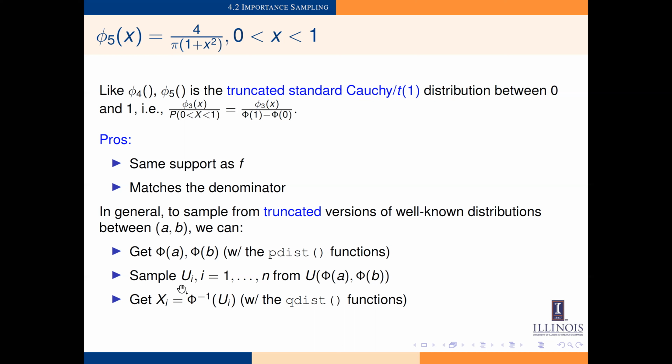After you obtain the uniform draws in the third step, you can transform them back to the x's you want. So let xi equal phi inverse evaluated at each of the ui's. This can be obtained by using the qdist functions, for example, qt, qnorm, etc., in R. By applying this, you will get the xi's, which are draws from the truncated distribution, where the original density is phi, bounded between some interval from a to b.